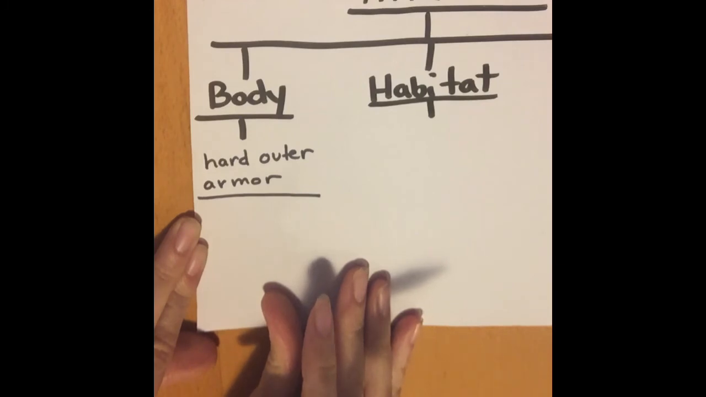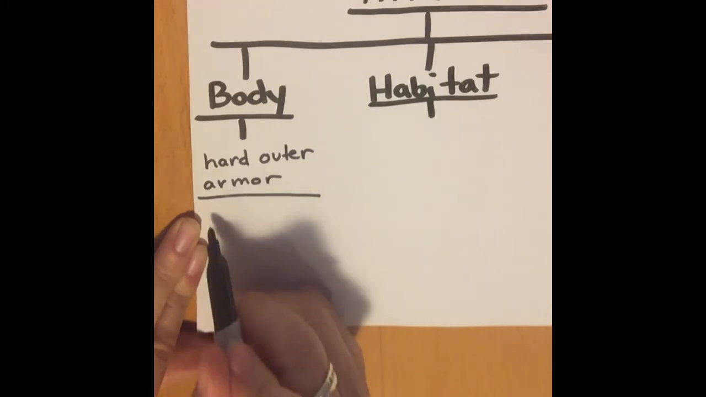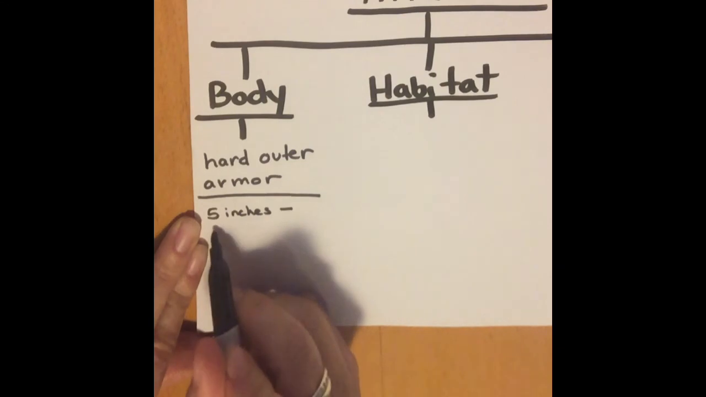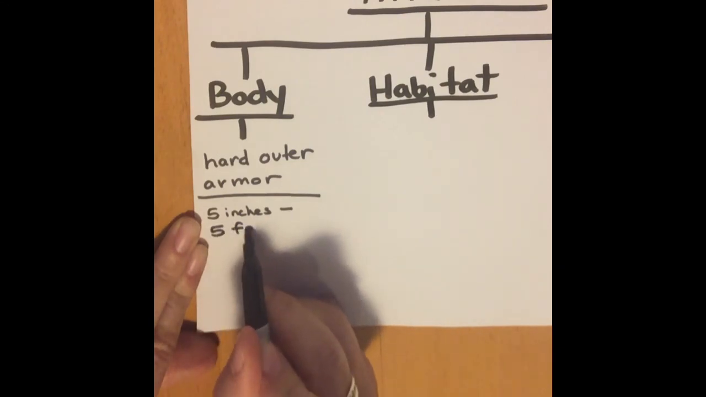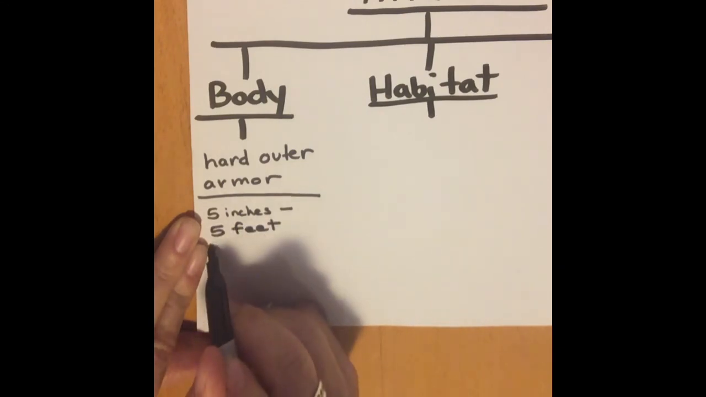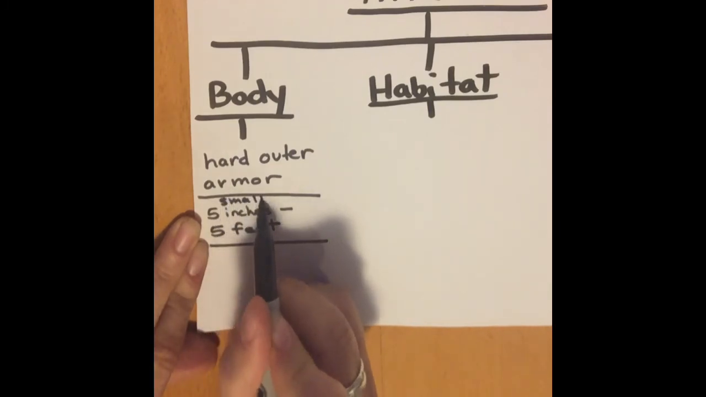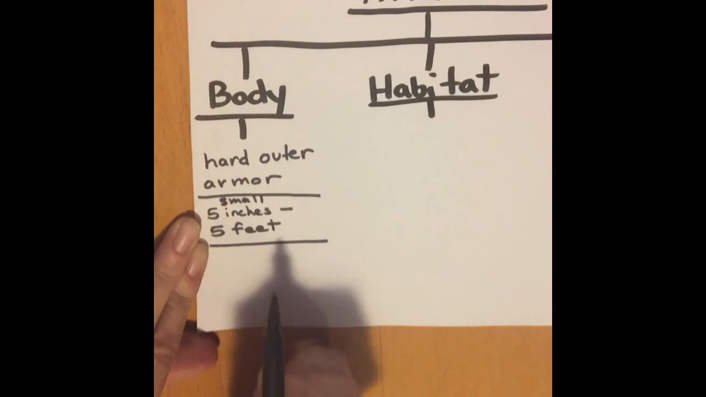Now, I learned that they could be as small as 5 inches, and they can be as big as 5 feet. So an inch and a foot are very different. I'm going to write they could be as small as 5 inches and as big as 5 feet.